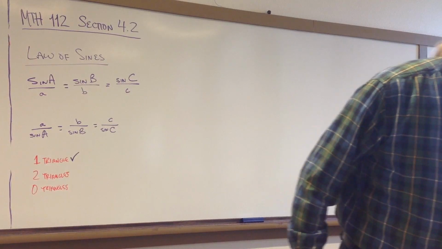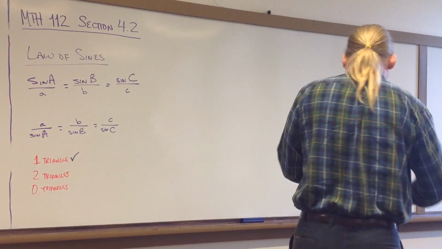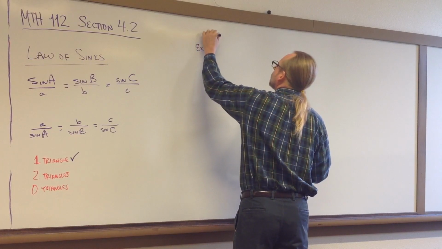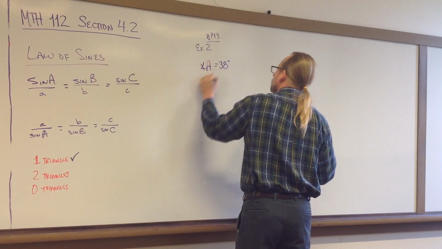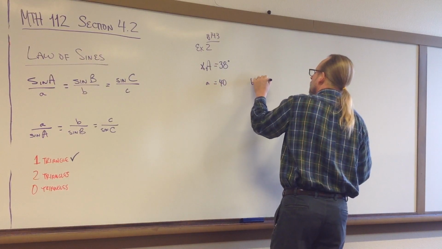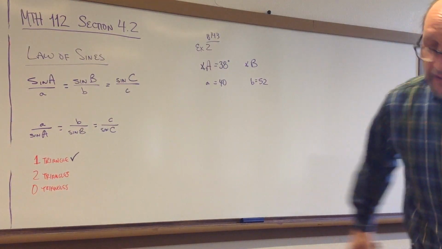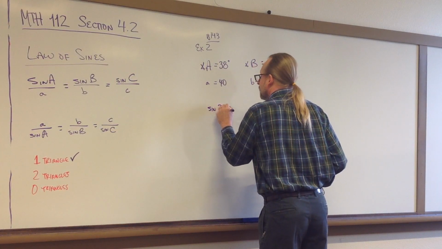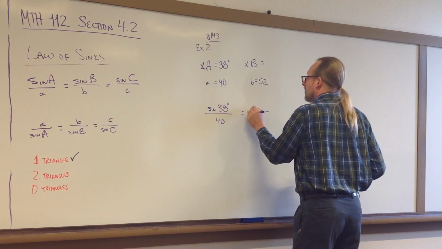Example two. Okay, in example 2, we've got angle A as being 38 degrees. This is on the next page, 143. So, angle A is 38 degrees, side A is 40, side B is 52. Okay. Well, let's go ahead and set this up here. We're solving for an angle, so I'll put the sines on the top and the sides on the bottom.